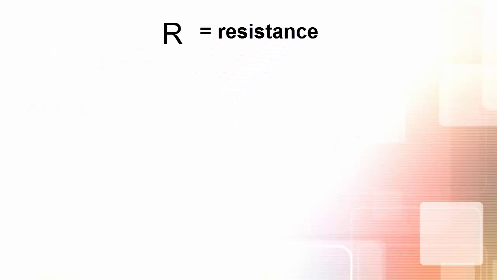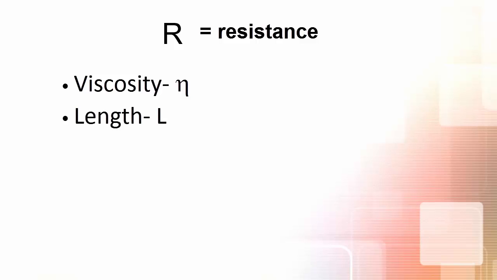Let's now talk about the three main causes of resistance, and hopefully these will make sense to you. The first factor is viscosity. Viscosity refers to the thickness of blood. The thicker the blood, the slower. And the thickness of blood is related to the numbers of blood cells and the amount of protein in the blood. The next factor is the length of a blood vessel. The longer a blood vessel, the slower the overall blood flow rate will be. And the last factor is the diameter or radius of a blood vessel. The smaller the radius of a blood vessel, the slower the blood will move.